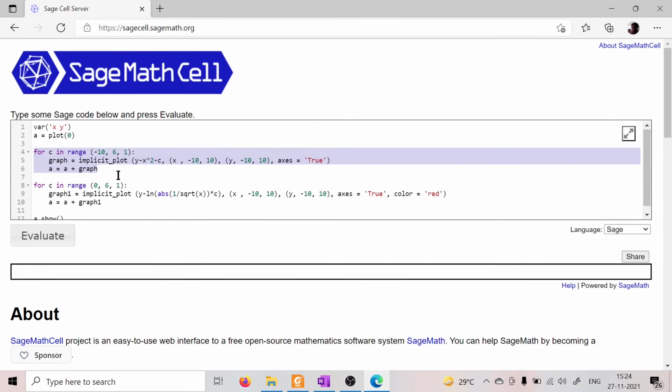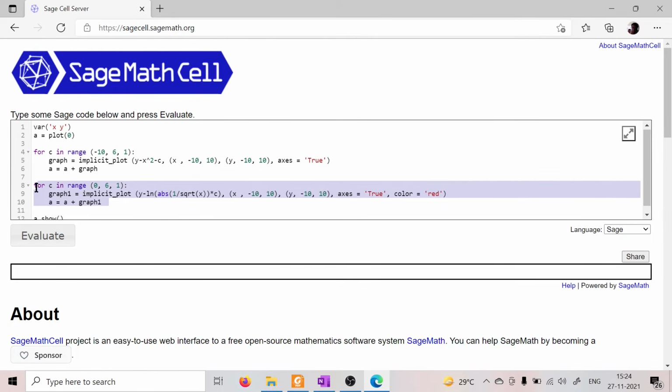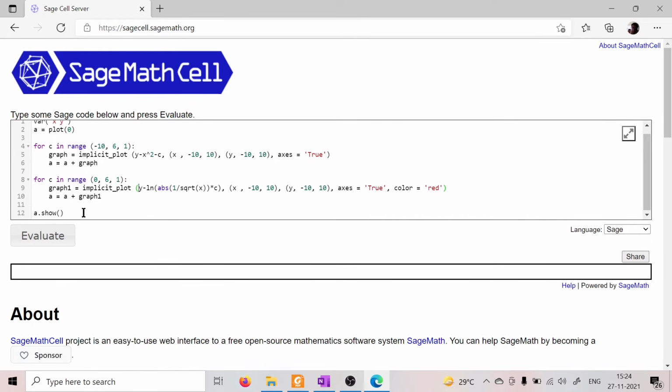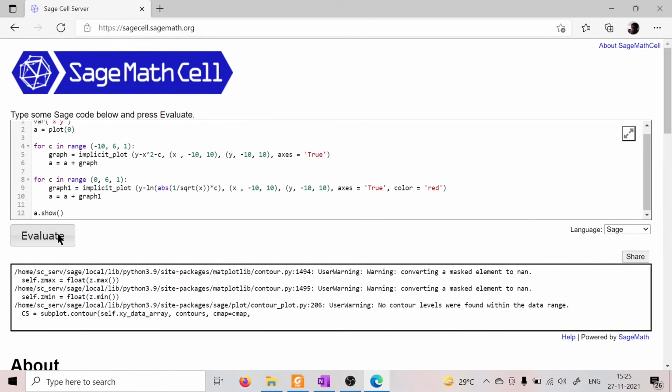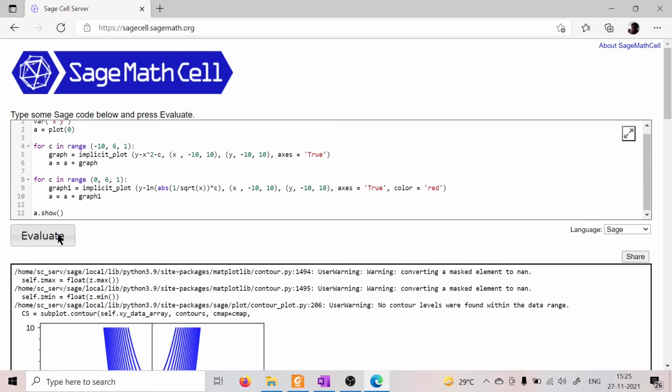This first snippet plots the original family of curves, which is y minus x square minus c, the implicit form of the given family of curves. And this second snippet of code plots the orthogonal trajectories, which is y minus natural log c by square root of x, the orthogonal trajectory equation that we got in implicit form. And by clicking evaluate, we can plot both of the curves in a single graph.